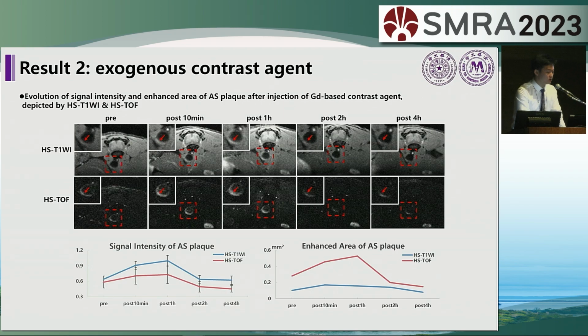And it goes to the second part, exogenous contrast agent. We show the evolution of signal intensity and enhanced area of AS plaque after injection of GPCA. And HS T1-weighted images and HS-TOF have the same trend in signal intensity of AS plaque. They both reach the peak at post-injection 1 hour. And moreover, compared to the HS T1-weighted images, HS-TOF has larger enhanced areas, leading to more accurate and easier quantification. And its time to peak is consistent with signal intensity.